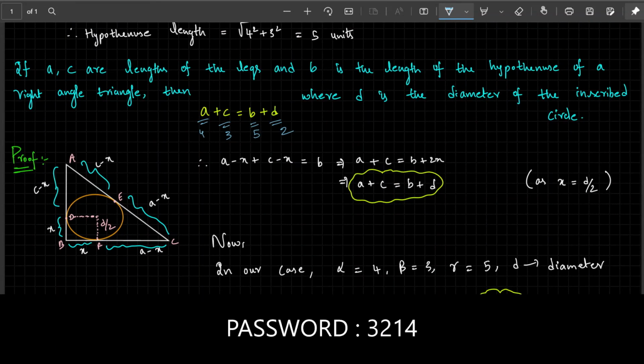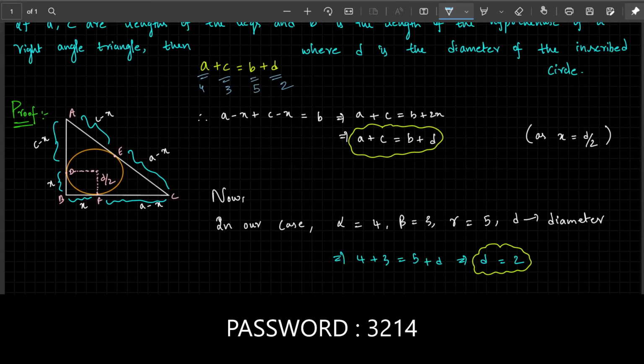Fine. So the proof is also so easy. You can take a right angle triangle and inscribe a circle in it. From a point outside the circle, if two tangents are drawn, and let the intersection points be D and F, then we know that BD will be equal to BF. Fine, we know this important theorem in the part of circles.